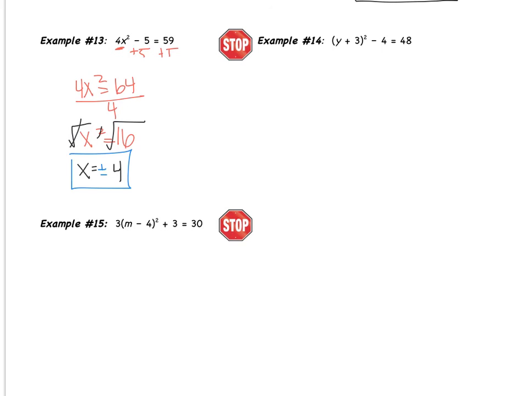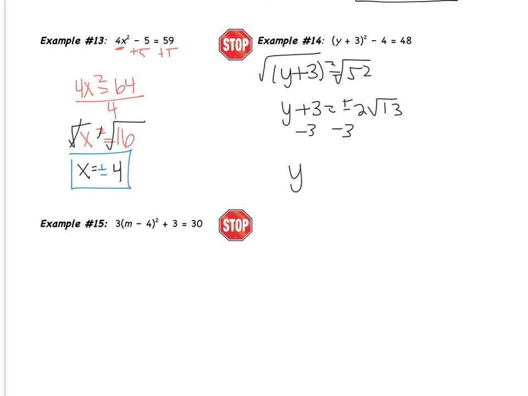Okay, let's see how we did. First thing that you should have done is solved for that squared part. So we get y plus 3 squared equals 52. Then you take the square root, so I get y plus 3 equals, if you simplify the square root of 52, you should have gotten 2 root 13. And then don't forget the plus or minus. Last thing, subtract that 3, so I get y equals negative 3 plus or minus 2 root 13.